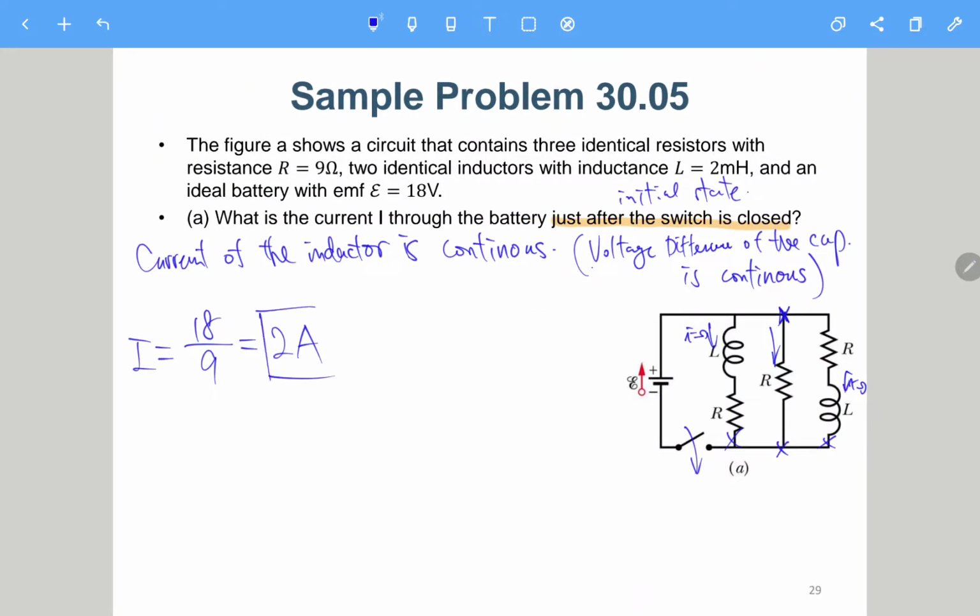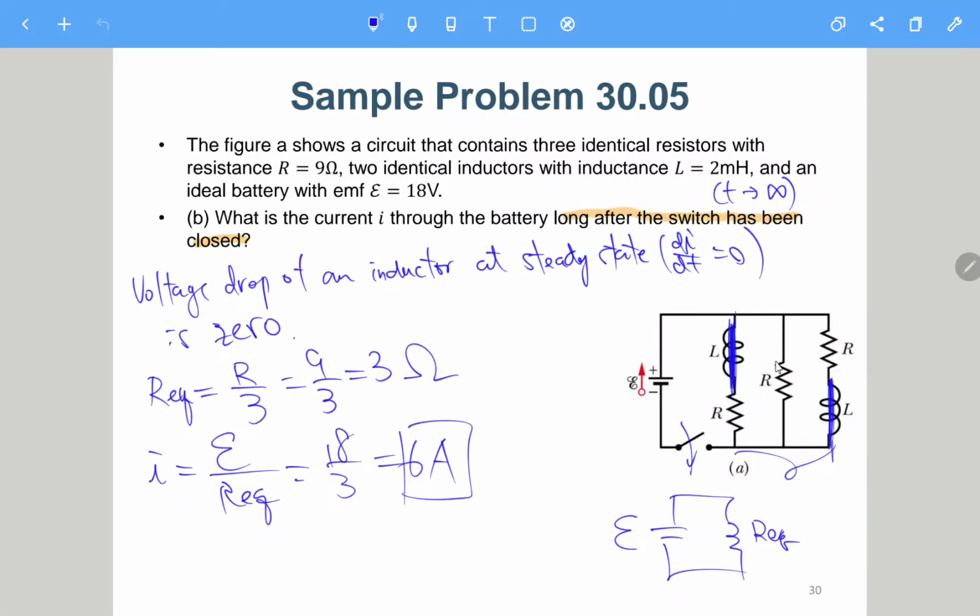So these are the differences. For the initial state, this path is open, this path is open, and then the current is 2A. And then at the end, for the steady state, the inductor can be regarded as a short circuit. So there are 3 resistors in parallel. So the equivalent resistance is smaller, so that it leads to a larger current. Okay, so let's have a 10 minutes break.